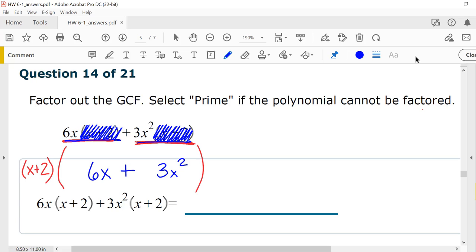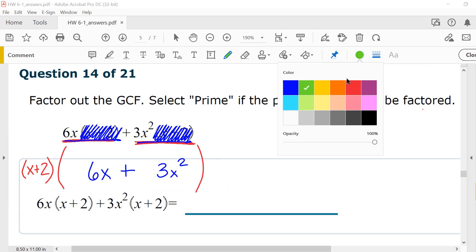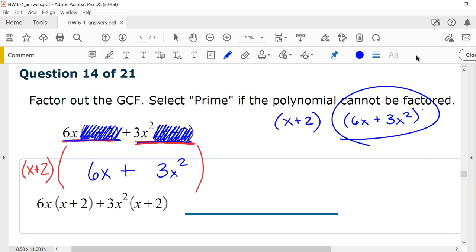Okay, I have a question here, and I don't know the answer. Right now, the GCF was just an x plus 2. So I'm hoping this is what Connect Math wants. But I'm going to show you that if you had x plus 2 times 6x plus 3x squared, the second term, you can factor something else out. So I'm left with x plus 2.